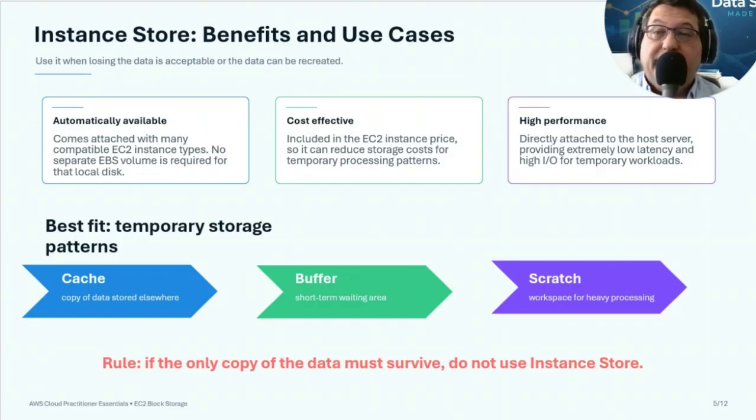The second benefit is cost effectiveness. Instance store does not generate a separate EBS storage charge. Its cost is included in the price of the EC2 instance type. This does not mean the storage is completely free. You are still paying for the EC2 instance. However, there is no additional standalone volume charge for the local instance store capacity.